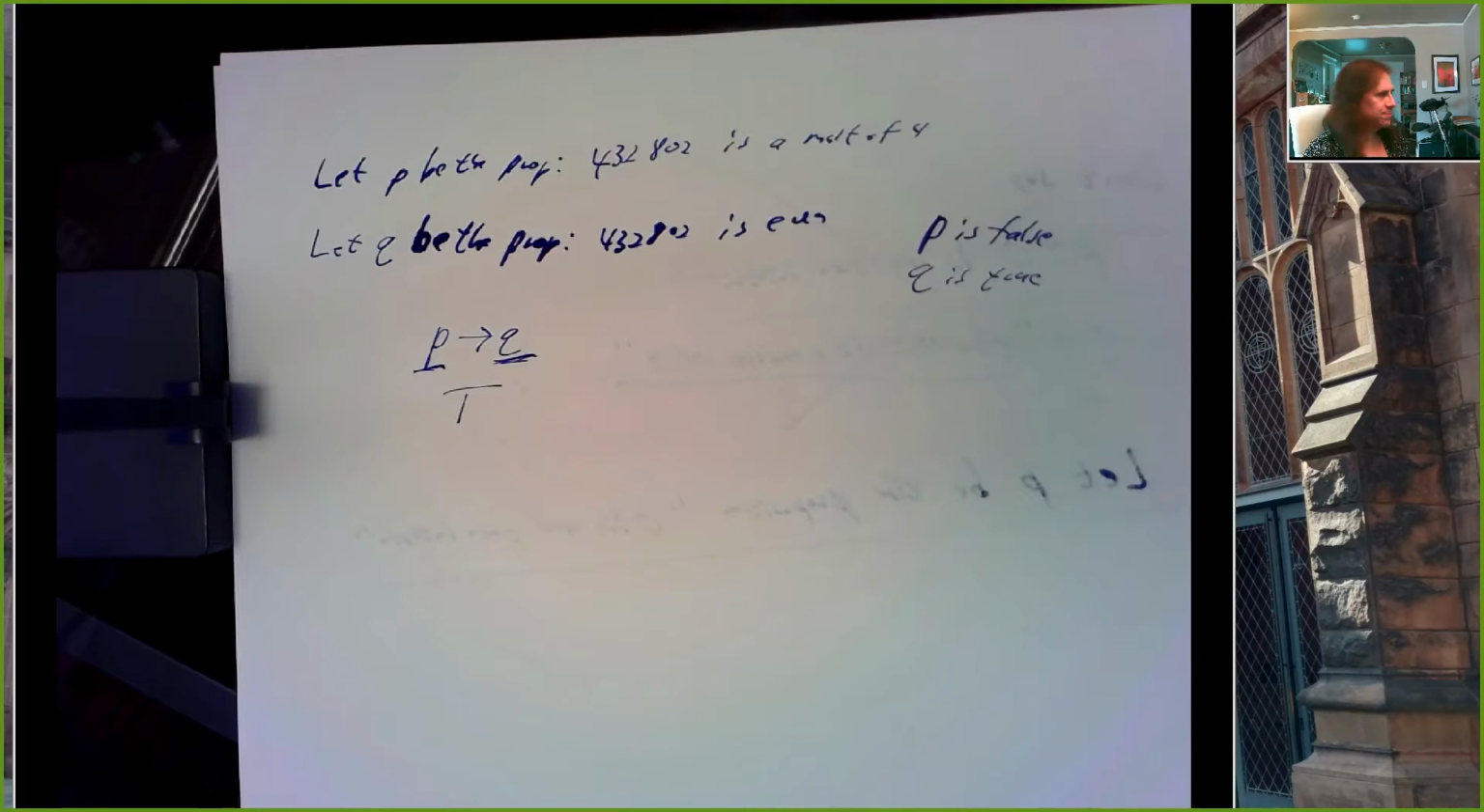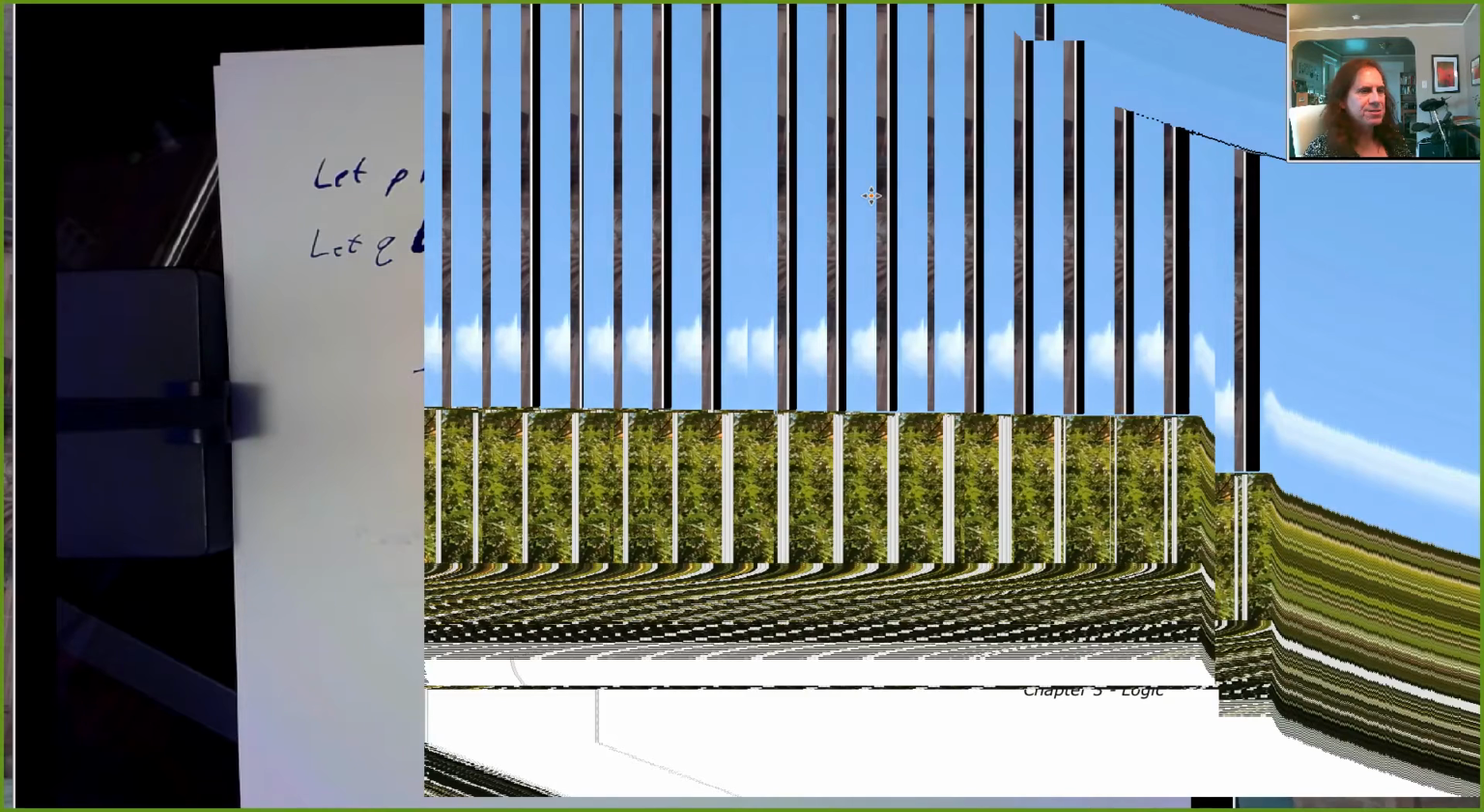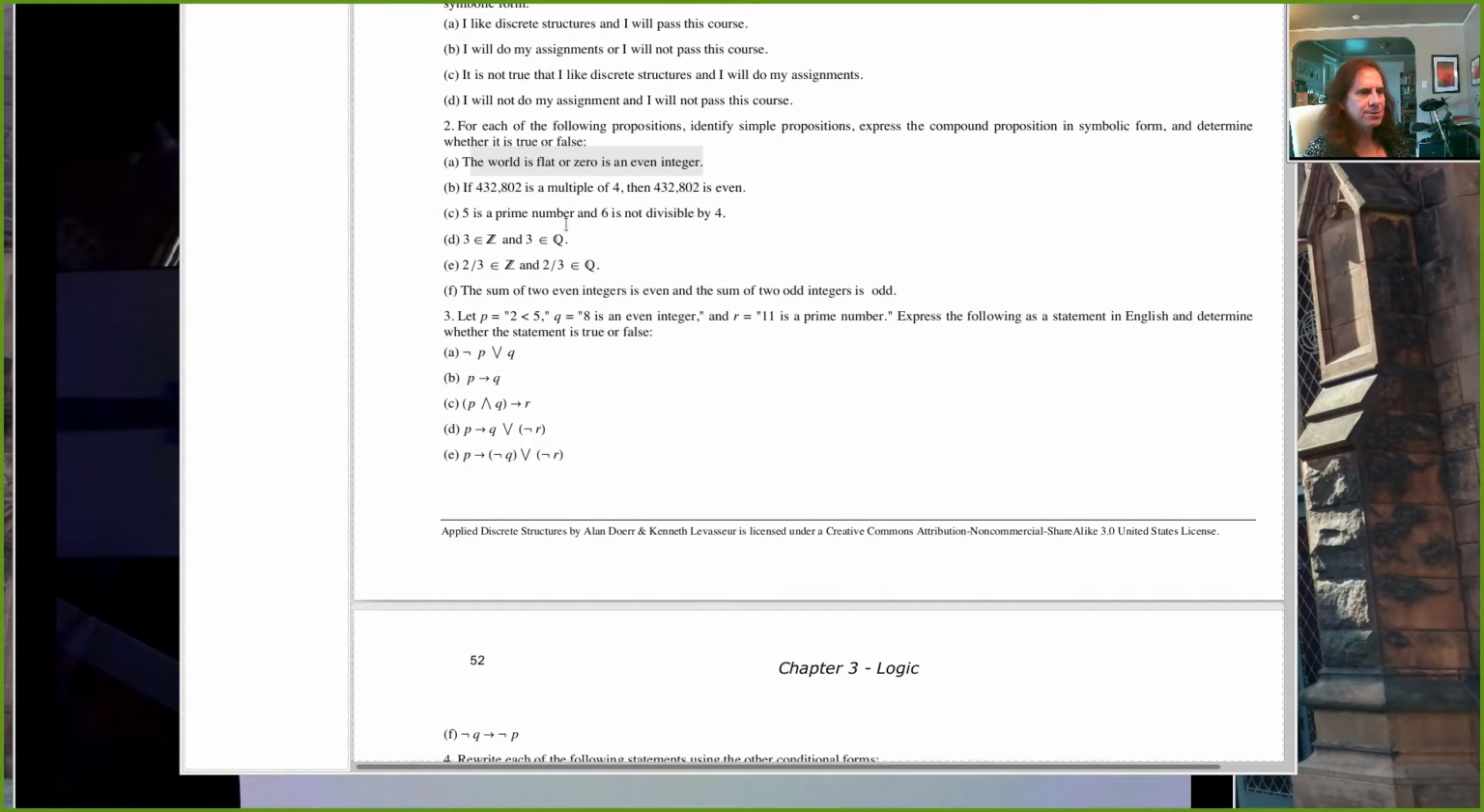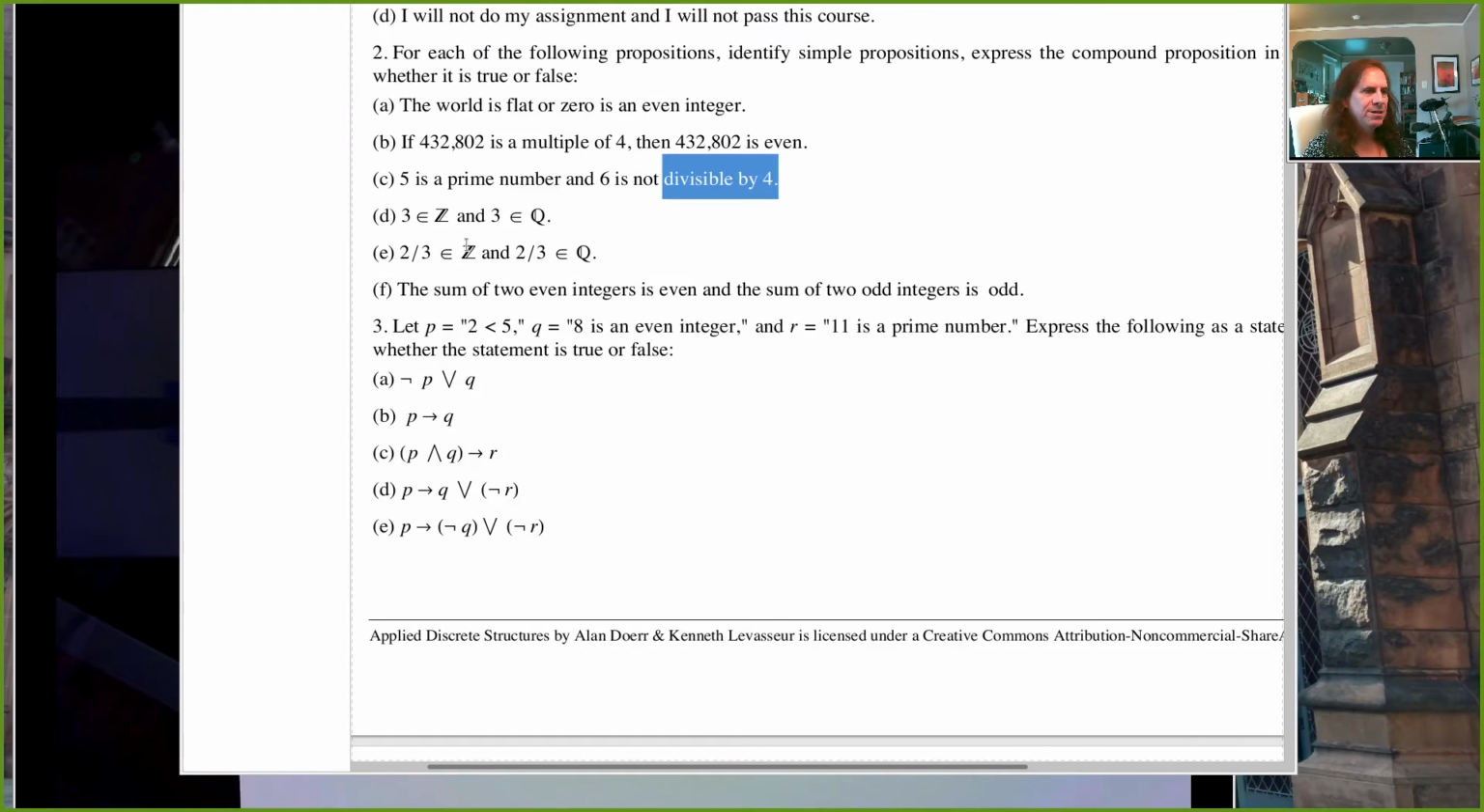All right, so I looked at all the questions in that set. So 5 is a prime number, 6 is not divisible by 4. If this is P and this is Q, P is true, Q is true, 6 is not divisible by 4. So this is a conjunction, P and Q, that's true. Part D, 3 is an integer and 3 is rational. 3 is both an integer and a rational. A rational is a fraction of 2 integers, and 3 can be written as 3 over 1. So that's a true and a true, that's true.